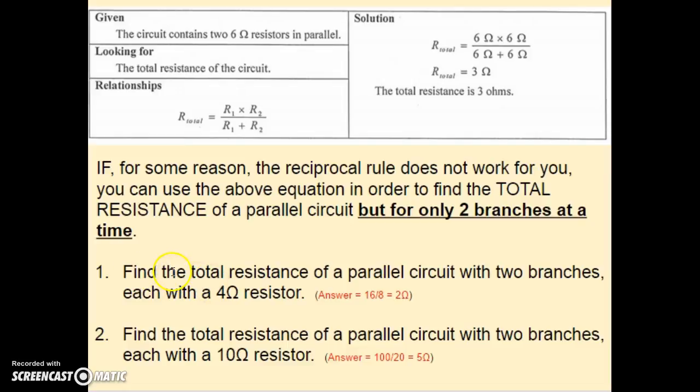So if I do a practice problem with you using this rule, find the total resistance of a parallel circuit with 2 branches, each with a 4 ohm resistor. Well, I can take 4 times 4, 16, divided by 4 plus 4, which is 8. 16 divided by 8 is 2 ohms. Find the total resistance here.